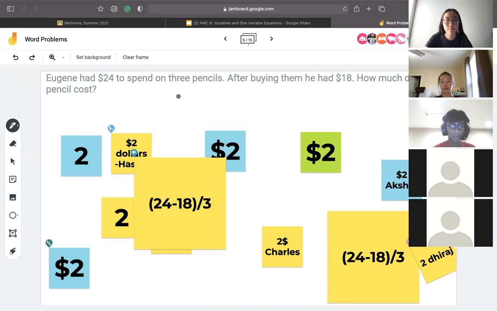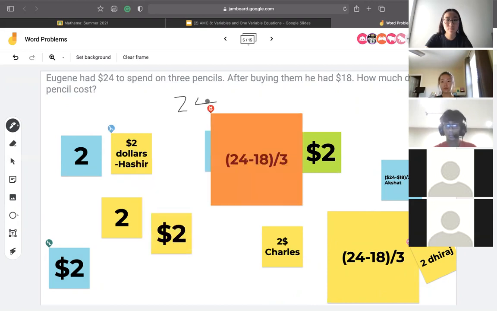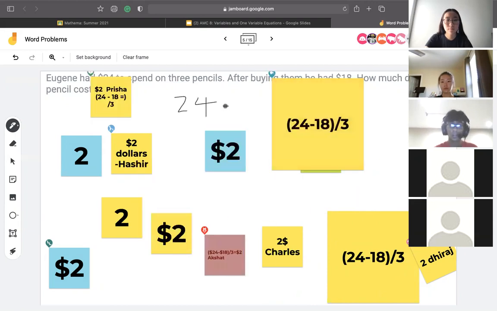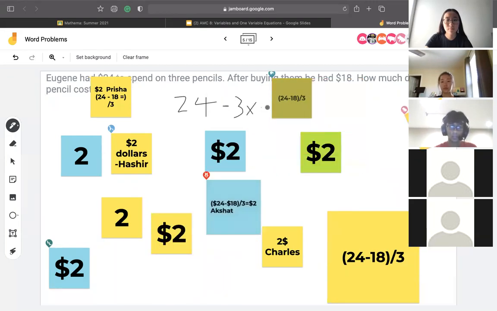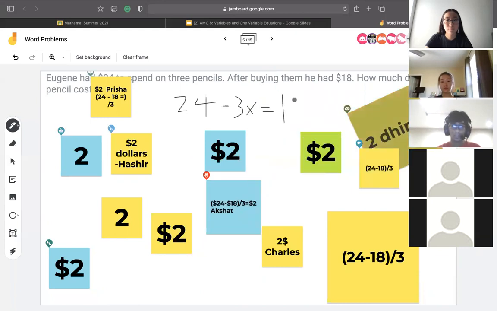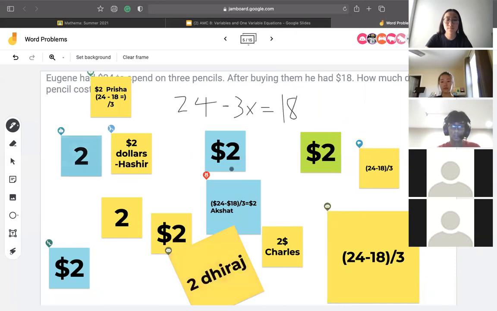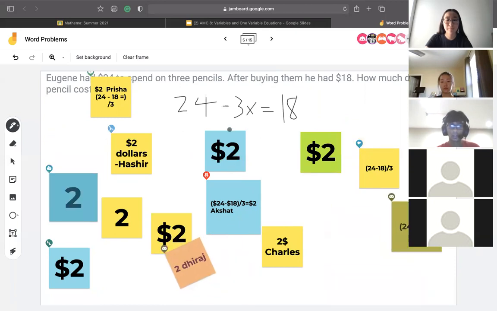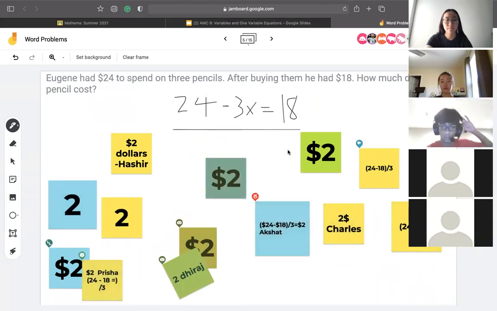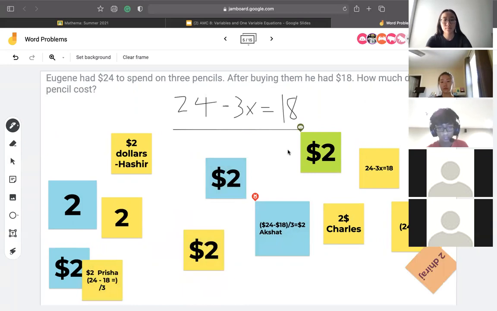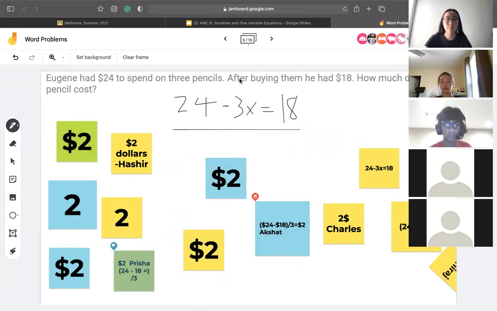So that would be, yes, the answer is $2. And so Eugene had $24 to spend on 3 pencils, and after buying them, he had $18. So 24 minus 3 times the cost of each pencil. So we could say the cost of a pencil is x. So 24 minus 3x is going to be equal to $18. How much did each pencil cost? And so then, 24 minus 3x is going to be equal to 18. That's the equation that you would get, and then you just solve for x. Yes, the answer is going to be $2.